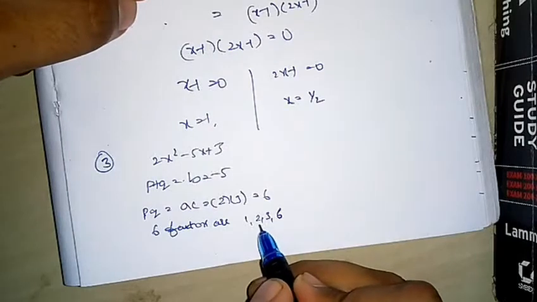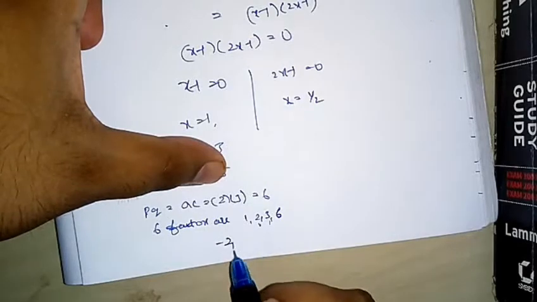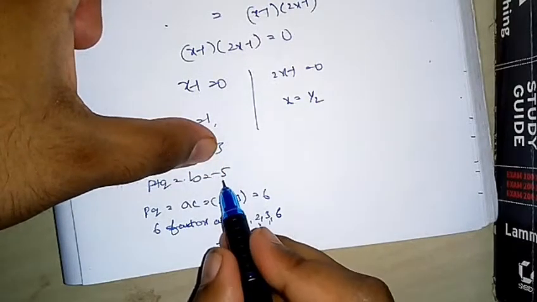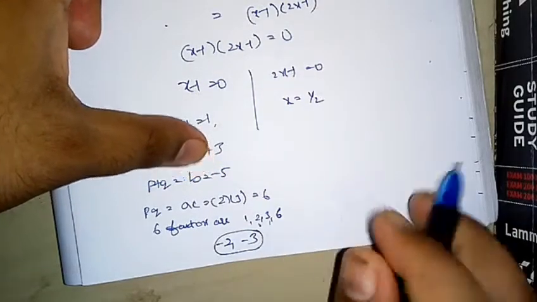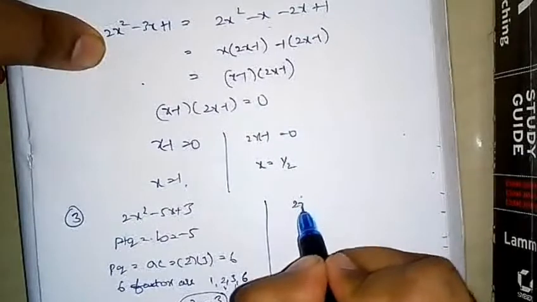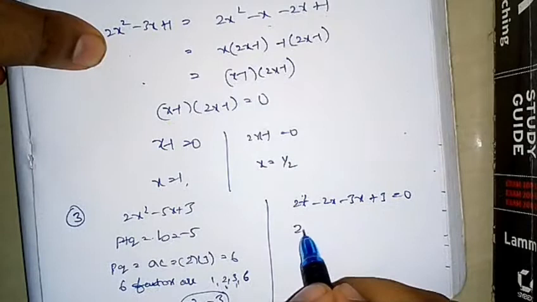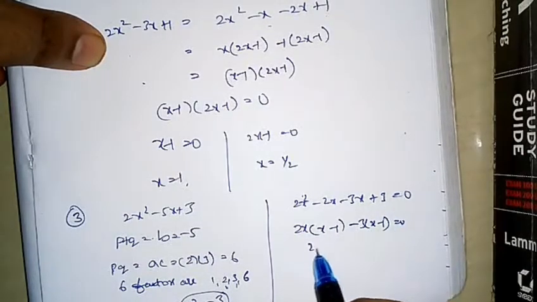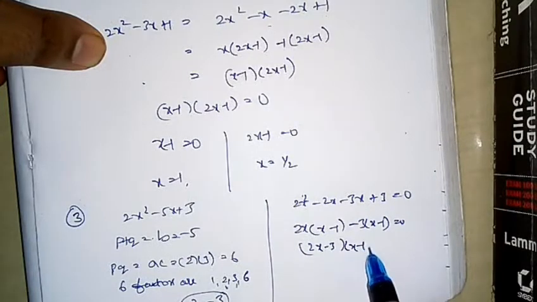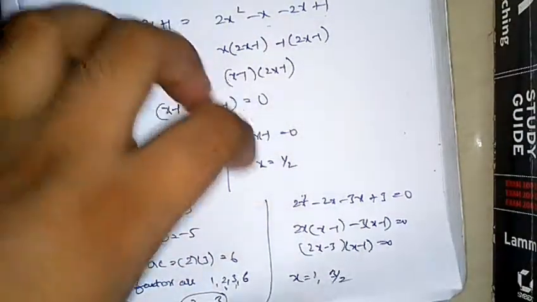If you observe, you can take 2 and 3, but 2 plus 3 is 5. Here b is minus 5, so you can take minus 2 and minus 3. Minus 2 plus minus 3 is minus 5, and minus 2 into minus 3 is 6. So these two numbers meet our condition. So 2x square minus 2x minus 3x plus 3 is equal to 0. That means 2x into x minus 1 minus 3 into x minus 1 is equal to 0. So 2x minus 3 into x minus 1 is equal to 0. One solution is x equal to 1 and the other solution is x equal to 3 by 2. So these two are the roots of the quadratic equation.